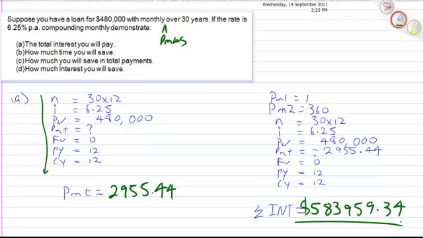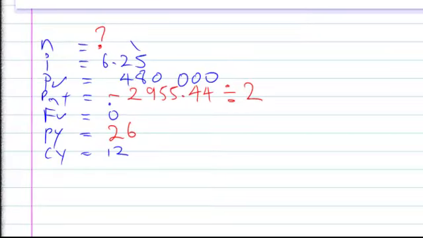We now know how much interest we're going to pay. What will happen if we convert it to fortnightly, and how much time do you save? So let's have a look at how the fortnightly payment goes. You've still got your N, I, your PV, your payment, your future value, and your payments per year and compounding periods per year. But now what we're trying to do is find N. So we're trying to find the value of N here.